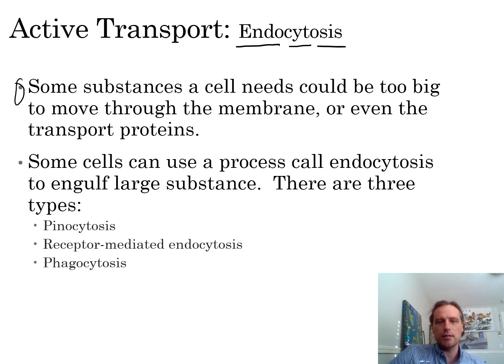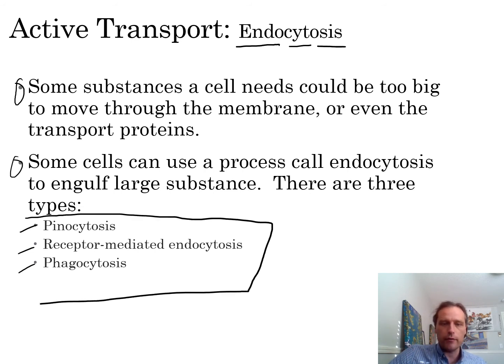Number one, some substances a cell needs could just be too big to move through the cell membrane or even through a transport protein, so it won't work that way. Two, some cells use a process called endocytosis to engulf larger substances. There are 3 types of endocytosis: pinocytosis, receptor-mediated endocytosis, and then the last one. Don't need to write them down now because we'll get back to all of them, but you do need to know that these 3 terms are types of endocytosis.